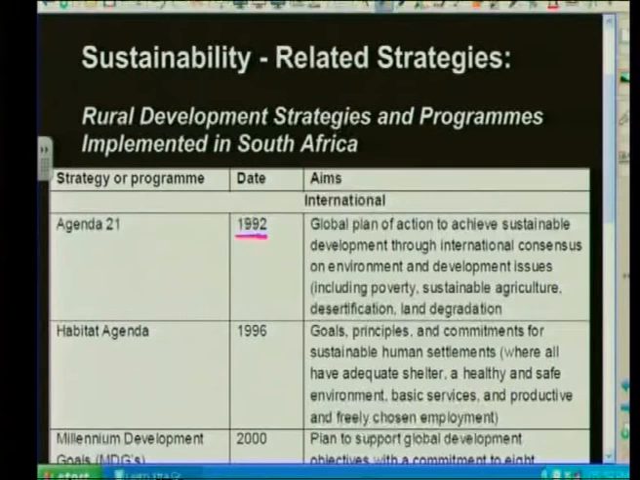We will first start with Agenda 21, which is a rural development strategy. This strategy came up in 1992. Note, it is a global plan of action to achieve sustainable development. Let's look closely at the term sustainable development. Simply, it means growth should be continuous, but taking into account the environmental impacts for future generations.